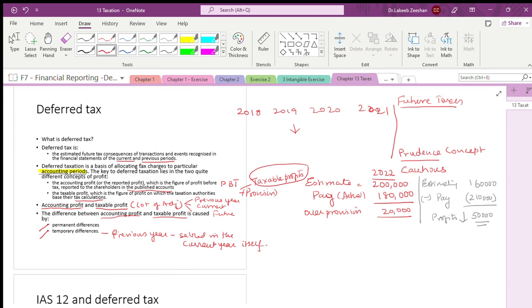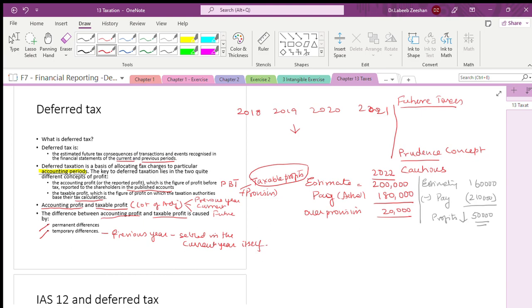Now we will differentiate. We are going one step further with respect to the temporary difference. Temporary difference is nothing but the profit and loss account, which we are going to do in the next phase. Permanent difference is with respect to the non-current assets. That is the basic difference.